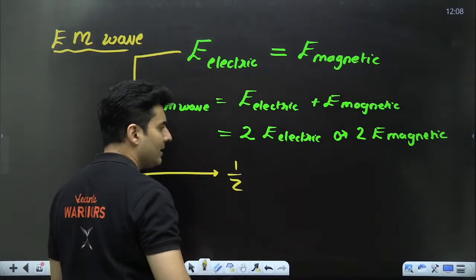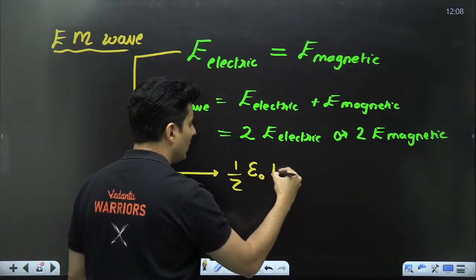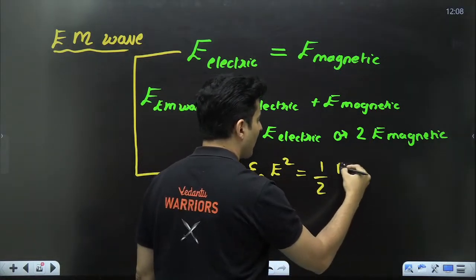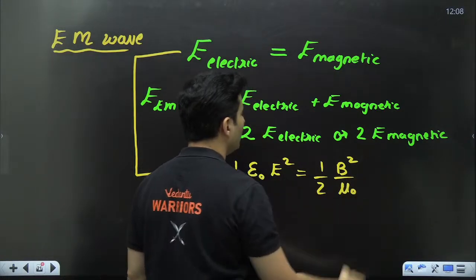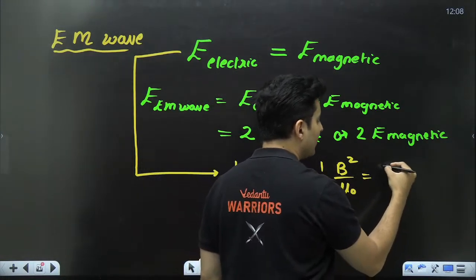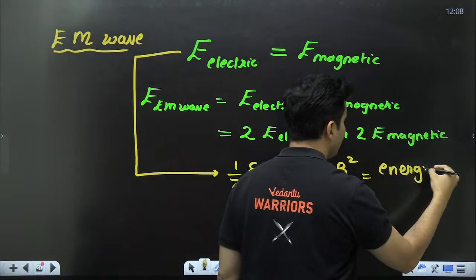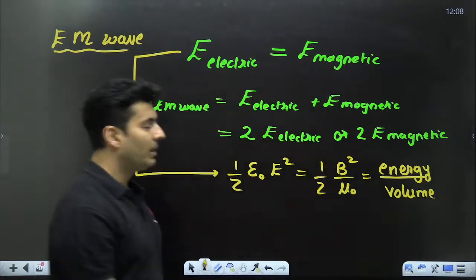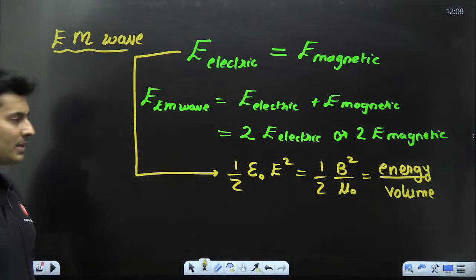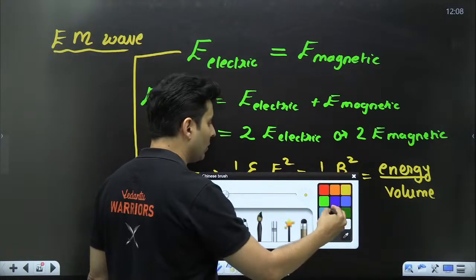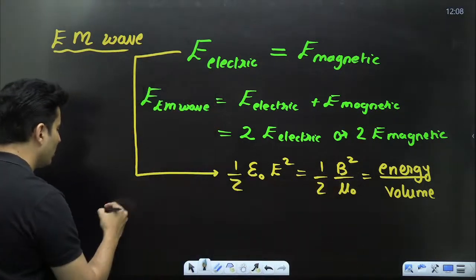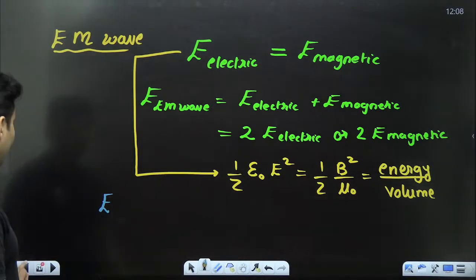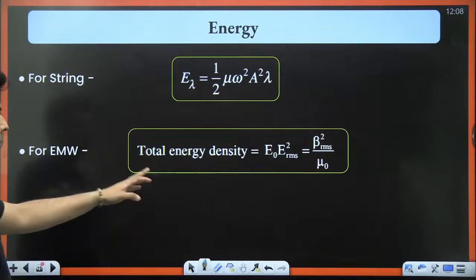So electrical energy density is half epsilon naught E square, and magnetic energy density is nothing but half magnetic field square by mu naught. This is your energy density, which means energy per unit volume. Keep this in mind. Now when we talk about the total energy of the wave, the formula for that is right over here.